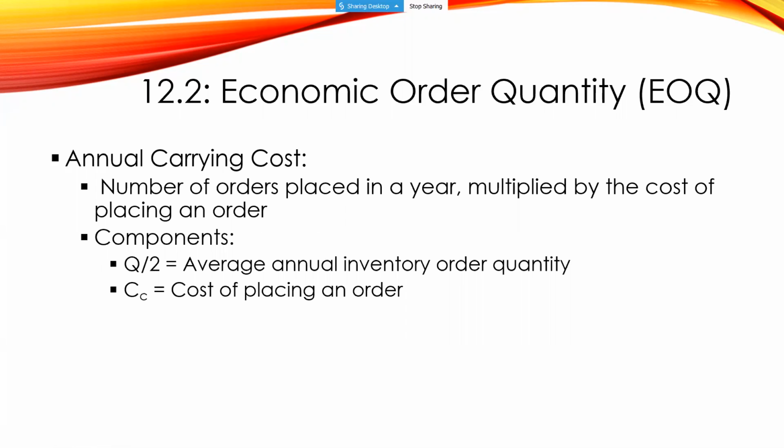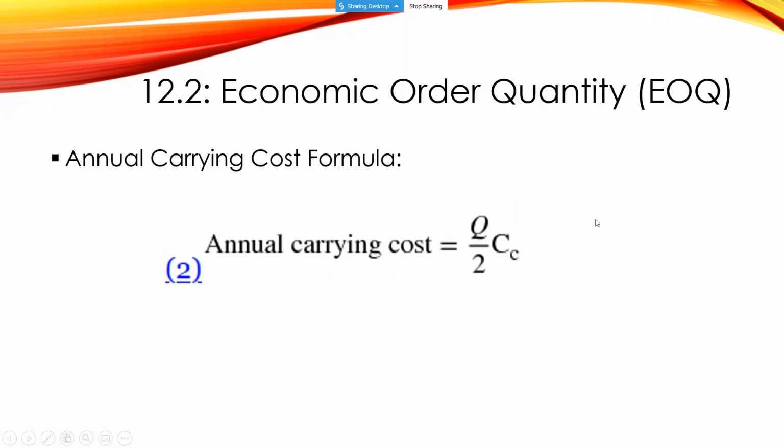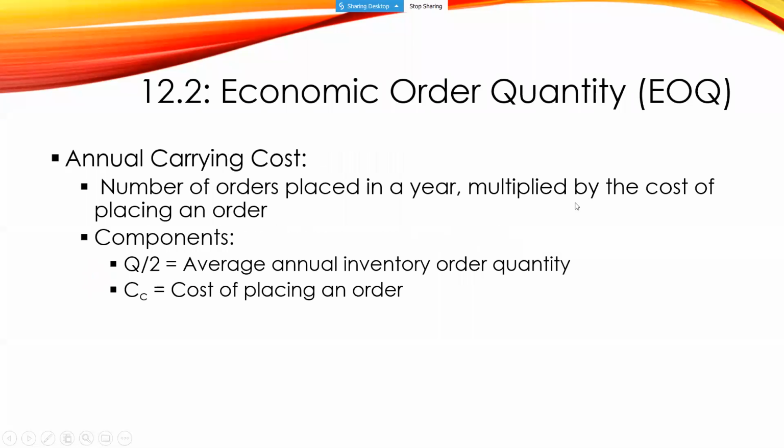So there's also the annual carrying cost, which has a 2 involved. If you look at the formula, it's Q over 2 times the cost component. The dividing by 2 is coming up with the average annual inventory order quantity times the cost of placing an order.